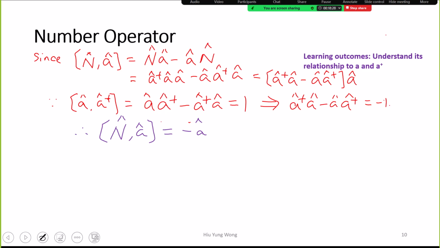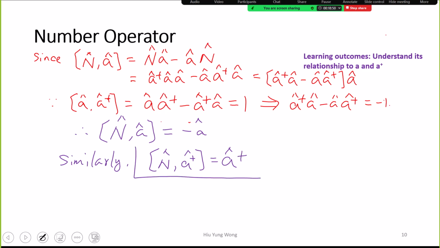Okay, so similarly, I would like you to prove this in your homework. If you ask about N hat A dagger, it is equal to A dagger. Okay, so here, nothing special, right? We just go through the equations. But I hope that you are very familiar with this math operation.